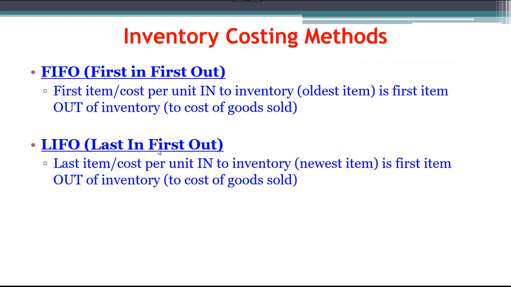LIFO is the exact opposite. The last item that we brought into inventory, again cost-wise, is the newest item. That's the first one we're going to grab out of inventory and take to cost of goods sold. That's our rock pile example from a cost perspective.